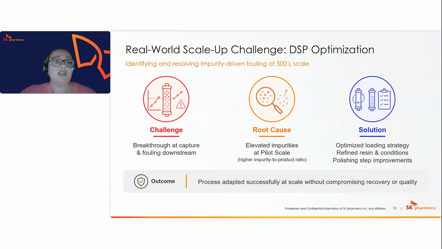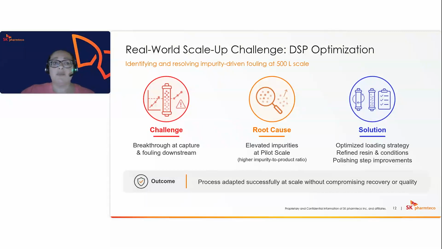But sometimes we do face challenges when scaling. This slide highlights a real-world downstream process scale-up challenge that we had during one of our transitions to pilot scale, and how the team successfully optimized that process to maintain both product quality and recovery.